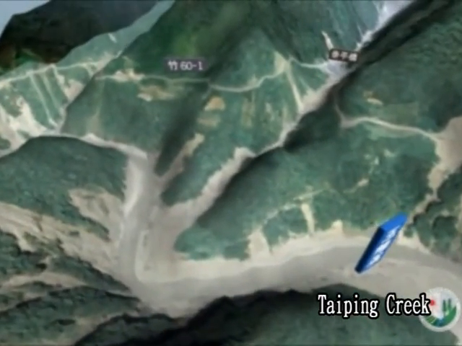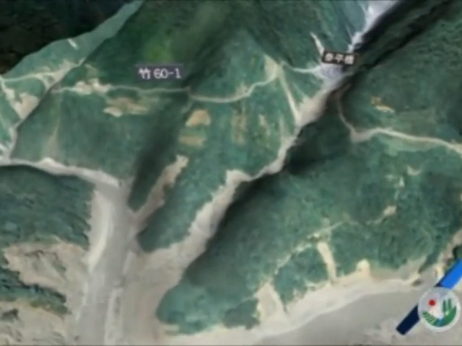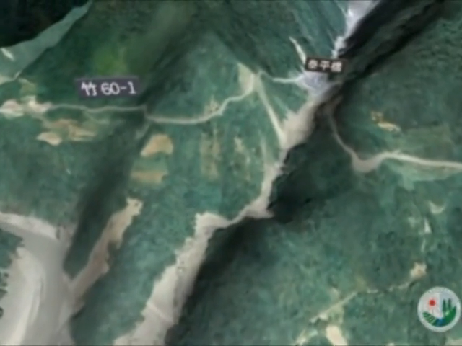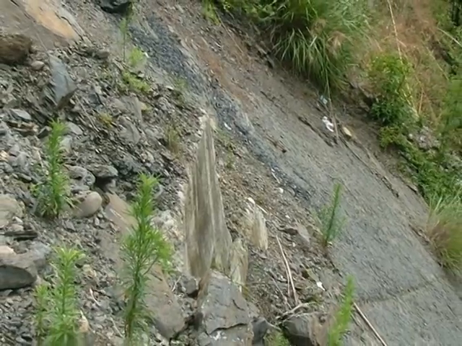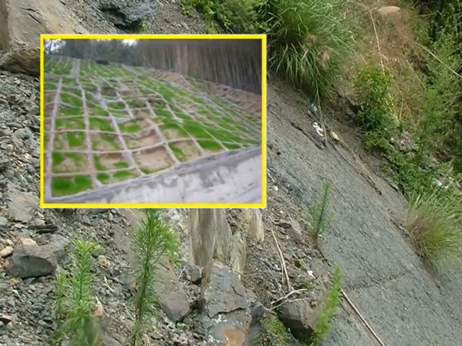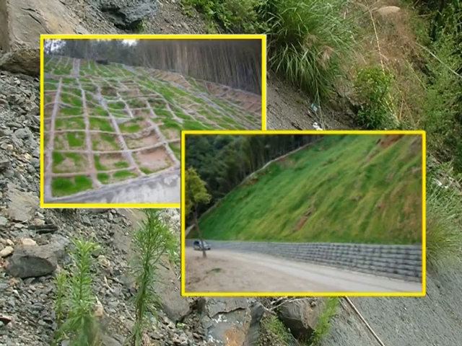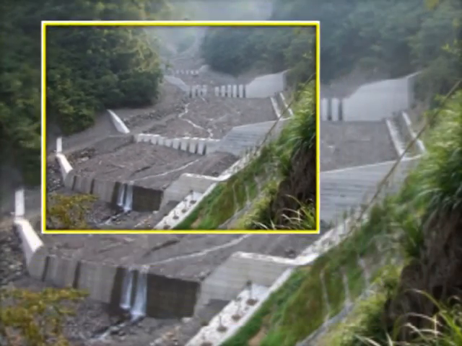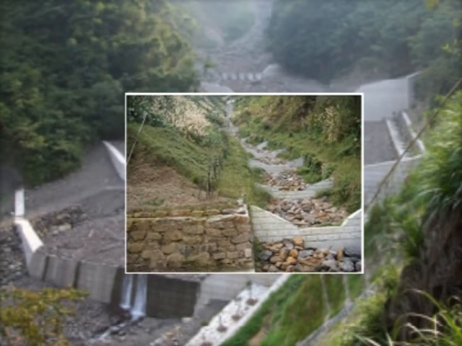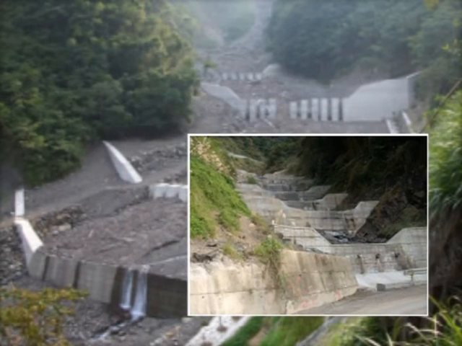A tributary of Yufeng Creek, Taiping Creek, has many landslips along its banks. To prevent the fallen debris from being flushed into the reservoir, we will conduct rid vegetation works at the landslip sites and install several anti-sand dams on the stream bed so as to stabilize the bed and avoid further deepening.